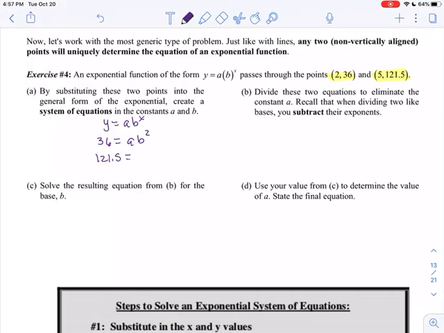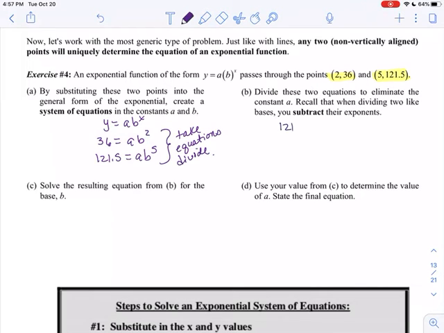So my two equations are 36 equals a times b squared and 121.5 equals ab to the fifth. So these are my two equations. We're then going to take these equations and divide, so the a's drop out and I can solve for the b.